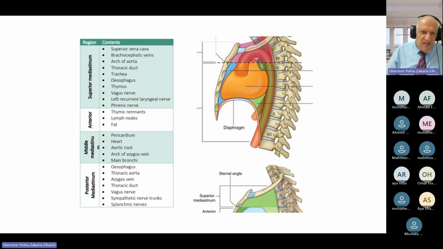Of course, the posterior mediastinum, which is important to us, contains the esophagus, thoracic duct, azygos, vagus, anterior and posterior vagus, sympathetic chain, and splanchnic nerve. The middle mediastinum is the heart, pericardium, the big vessels and azygos, anterior thymus and some lymph nodes. The superior mediastinum has a lot of big arteries arising from the heart, like the aorta, superior vena cava, and all these.